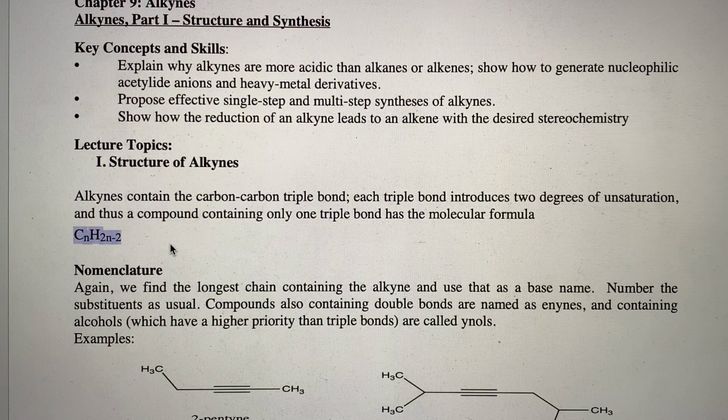Okay, if n equals 2, of course you have to have at least 2 carbons. If you have 1 carbon, it won't work. That means you don't have any hydrogens. So you have 2 carbons, and that gives you 2 times 2, that's 4, minus 2, so that's C2H2. That's acetylene. That's the simplest alkyne you can have.